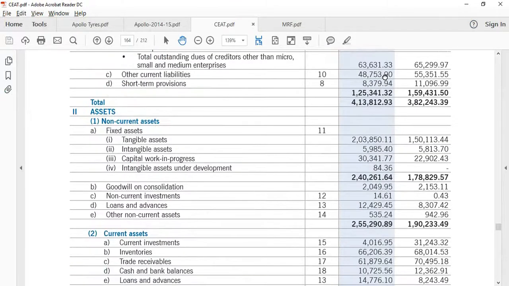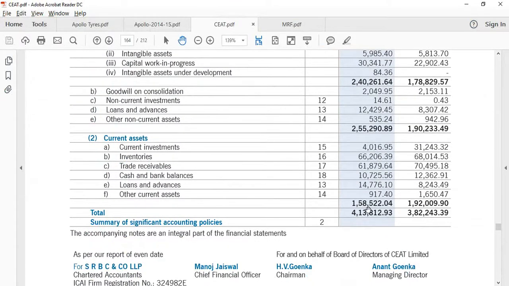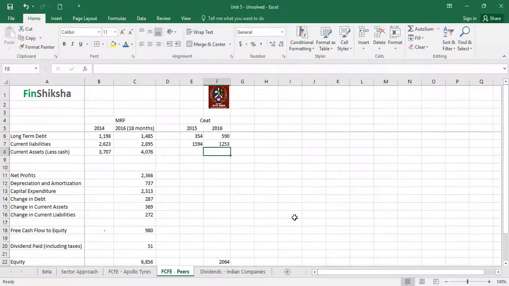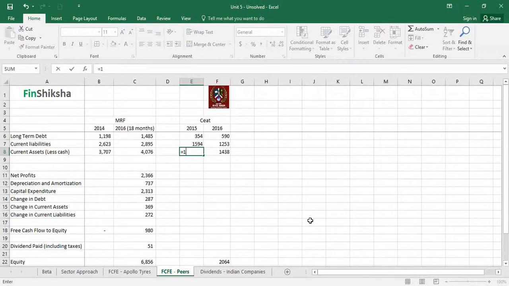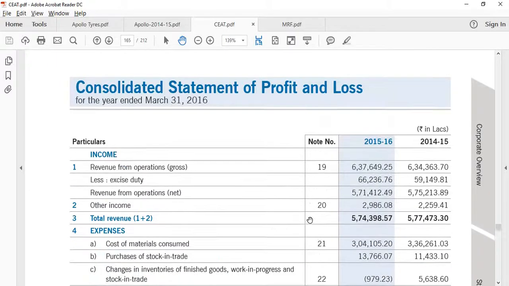Current assets less cash. So current assets is 1585 this year minus 107 minus 40. Right, so 1585 minus 107 minus 40 is my current assets less cash. Last year 1920 minus 123 minus 312. Again, not really bothering too much about rounding errors.